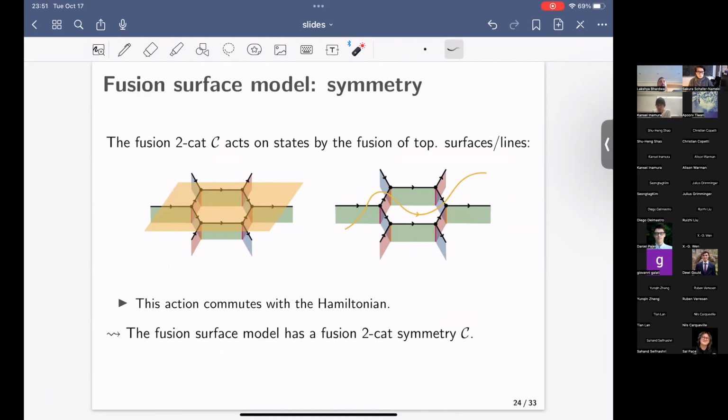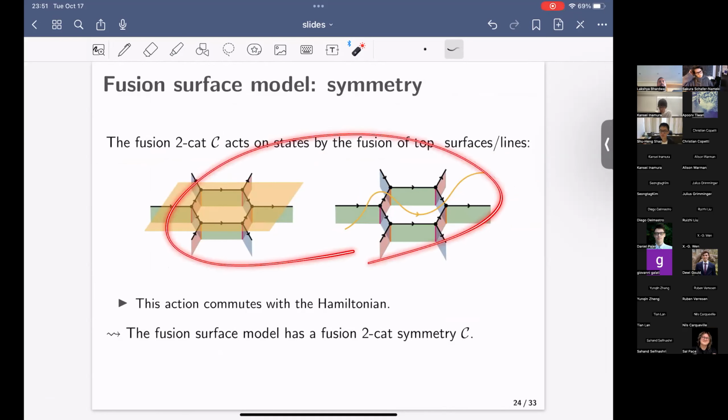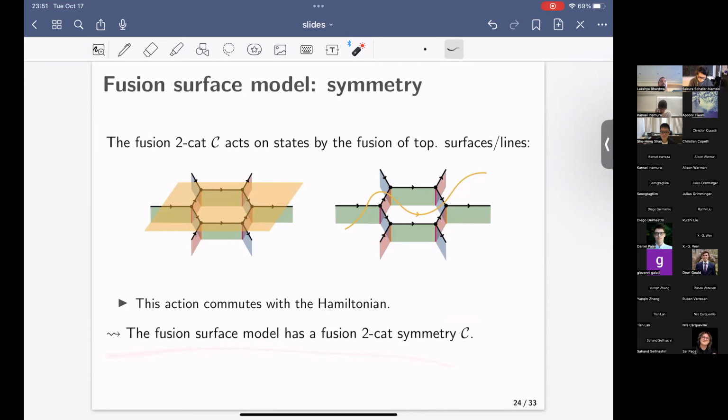And remarkably, the symmetry of this lattice model is described by the fusion 2 category C that we used as the input. And the symmetry action is defined by the fusion of topological surfaces or topological lines, as shown in this figure. And this action automatically commutes with the Hamiltonian because the symmetry acts from above while the Hamiltonian acts from below. So this shows that the fusion surface model has a fusion 2 category symmetry.